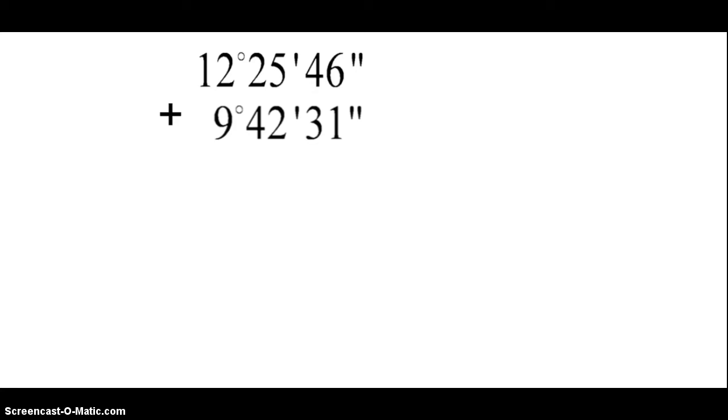So the first one we have is an addition problem. We have 12 degrees, 25 minutes, 46 seconds, plus 9 degrees, 42 minutes, and 31 seconds. You'll notice that the problem's already written vertically, lining up all of those units. If the problem is not already written like this, that should be your first step, okay? So here I already have that set up.